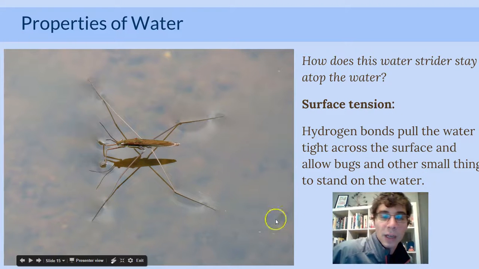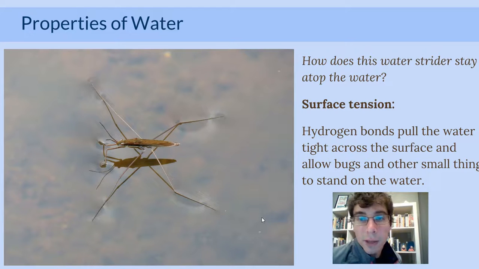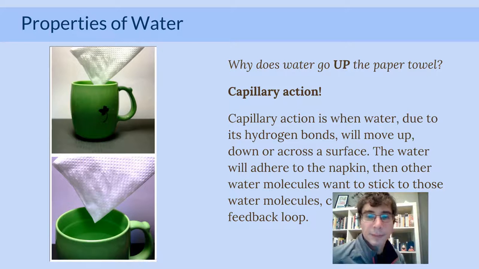Okay. Another property we talked about was surface tension, and this water strider is able to stay atop the water because the hydrogen bonds at the surface of this water are pulling the water tight across the surface. And that allows bugs and other small things to stand on the water. And it turns out that these bugs will have proteins and things on their surface that don't like interacting with water, and it will actually repel them away from the water in some cases.